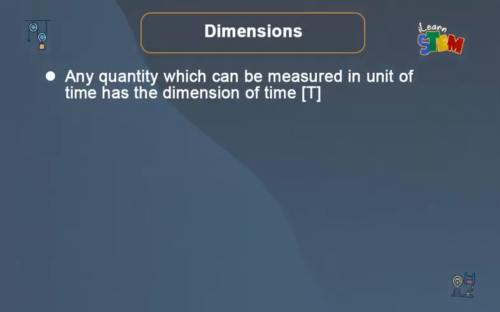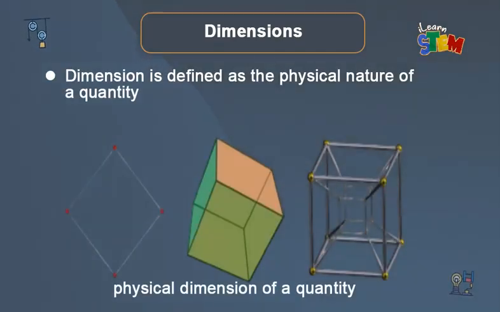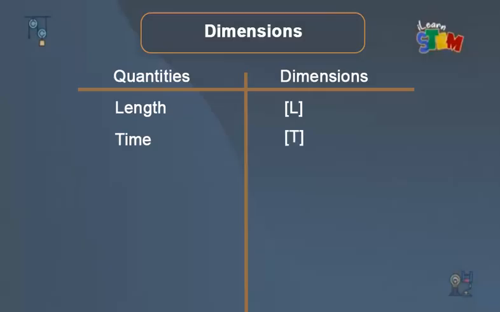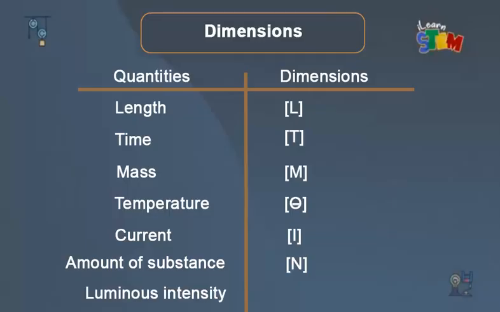Any quantity which can be measured in units of time has a dimension of time, T. Therefore, we define dimension as the physical nature of a quantity. For example, we have the dimension of length as capital L. The dimension of time is capital T. The dimension of mass is capital letter M. The dimension of temperature is theta. Also, the dimension of current is capital letter I. The dimension of amount of substance is capital letter N. The dimension of luminous intensity is capital letter J.